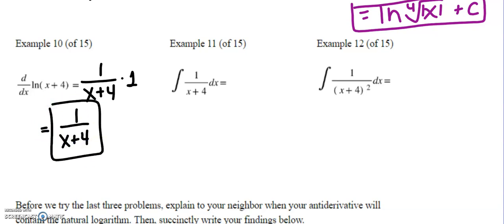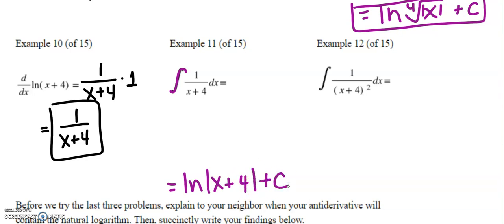So then number 11 says take the antiderivative of 1 over x plus 4. And you're probably saying, well, yeah, Ms. Schwartz, we just did the derivative. So now we take the antiderivative. It goes right back to where we started. Hopefully you remember that we have a plus c. So natural log of the absolute value of x plus 4 plus c.